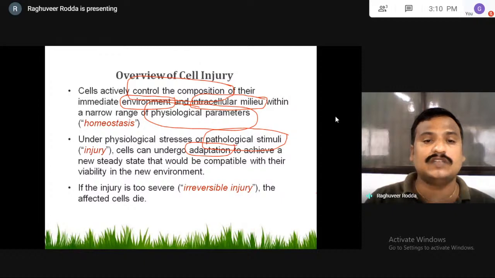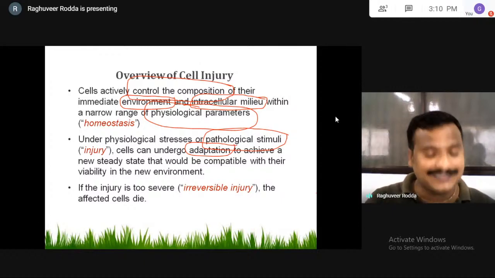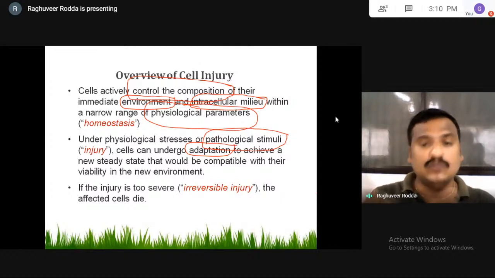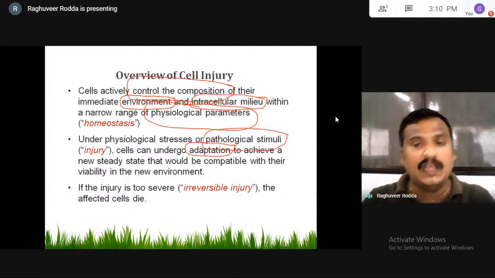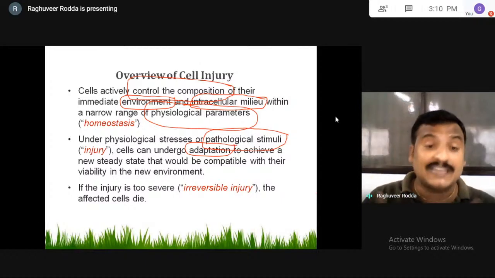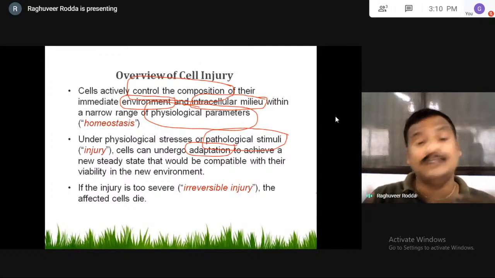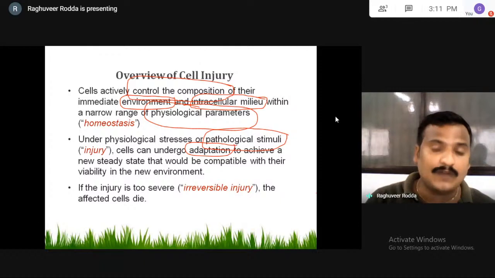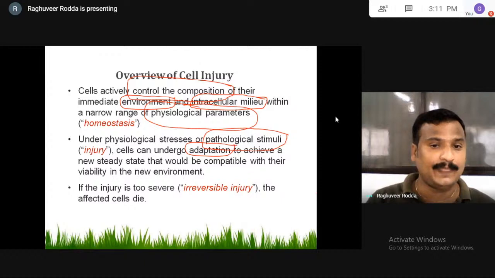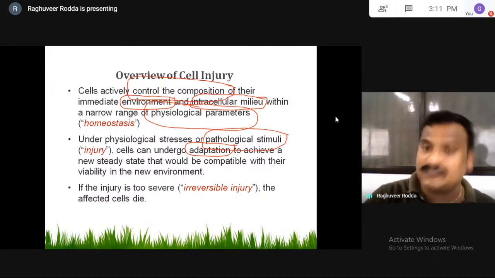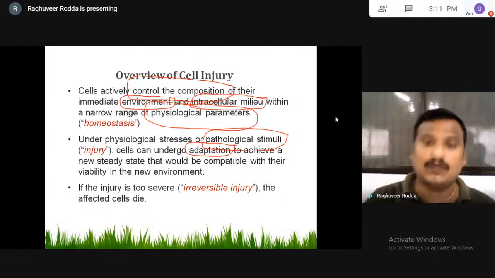So to function normally, to maintain its structure, to attain a new steady state, it is going to undergo certain changes, which are suitable or compatible with the changed environment condition, in which it is viable in the new environment. For what reason is it adapting? For the adaptations to maintain its viability. The structure of the cell, the internal environment of the cell, is compatible with the new steady state.